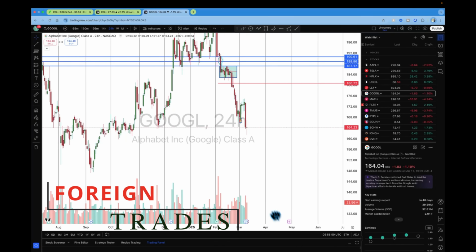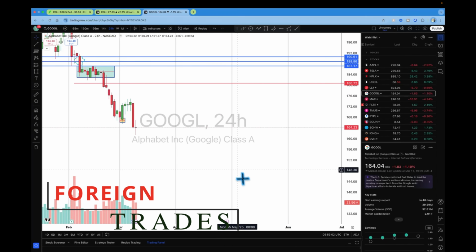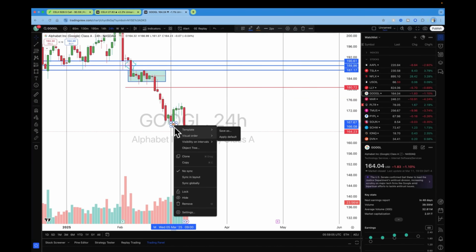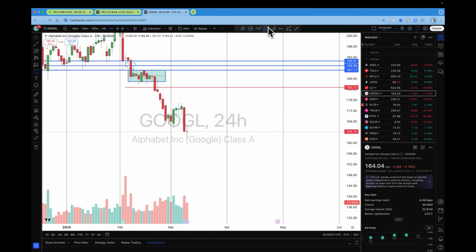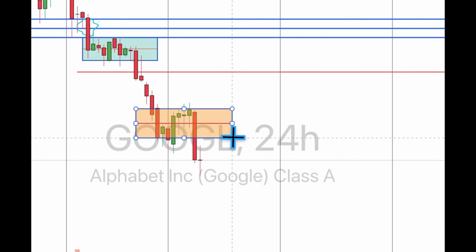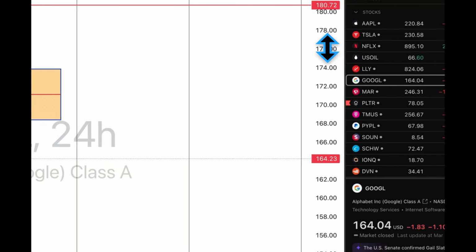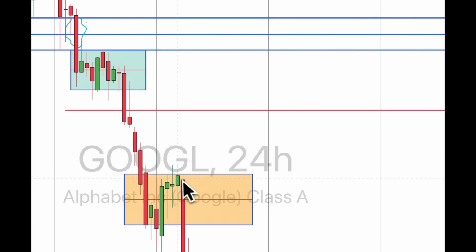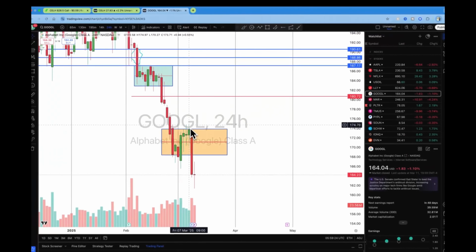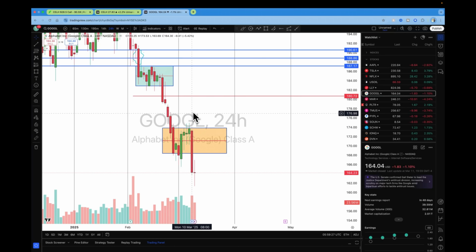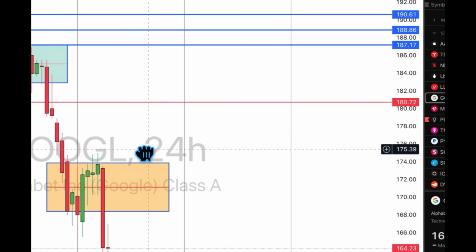For example, let's say it didn't go down. Let me just delete this. I would have drawn my box like this. Do you see how this green candle is like right here? If it would have broke outside this box to the outside, as much as this has taken from the downside, it would have been much to the upside, but it did not happen that way.